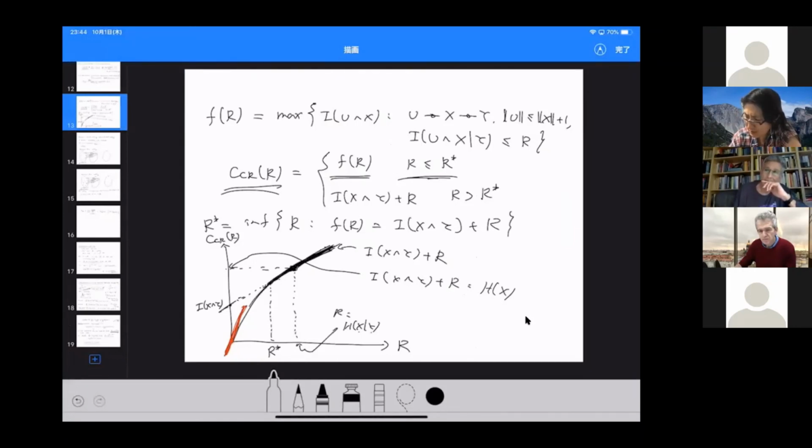But this curved part, we can do single letter characterization, but can we prove achievability for that rate? Maybe no. Just a question. So the answer to your question for the general case, as far as I know, it is not known for the unbounded number of rounds case.